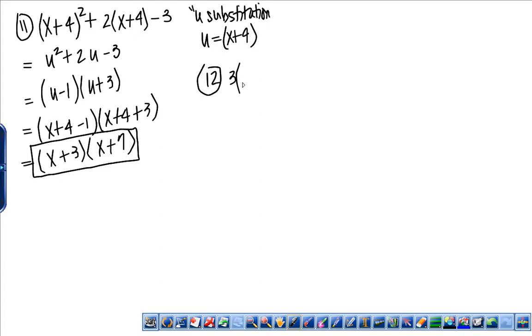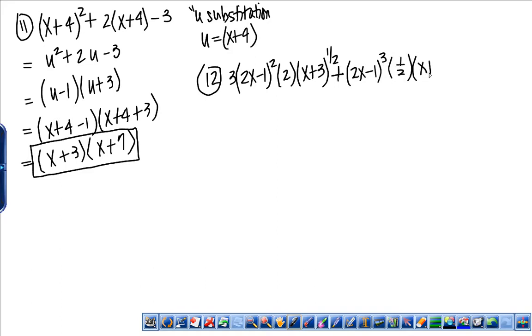This is 3 with a parenthesis of 2x minus 1, and that is squared. I'm going to multiply that times 2. I have a parenthesis of x plus 3. I'm going to raise that to 1/2. I'm going to add all of that to a parenthesis of 2x minus 1, and I'm going to cube that. I have a parenthesis of 1/2, and then I have an x plus 3 raised to the -1/2.